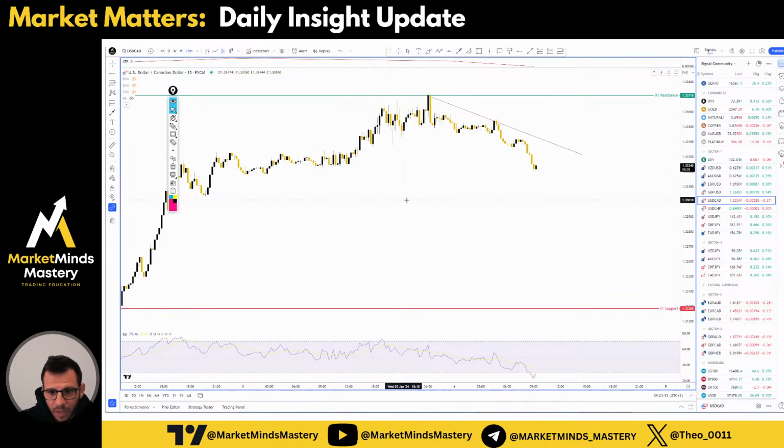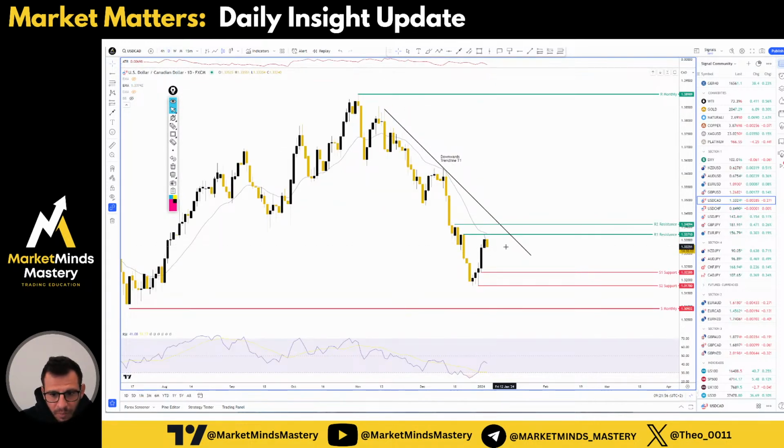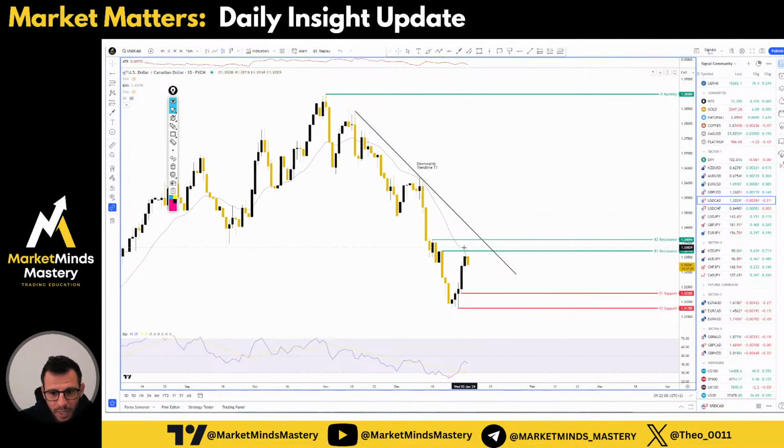Today, based on the daily chart, the price touched this resistance at R1. It's traded below the 20-period moving average. The ATR is 70 pips, which means that if we enter short on this candle, it might give a good reward to risk on the daily chart. So we can do that if we want.